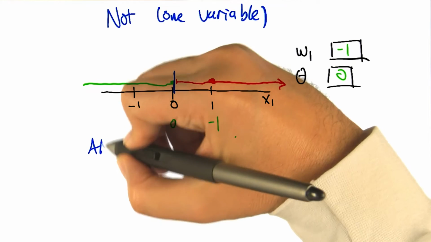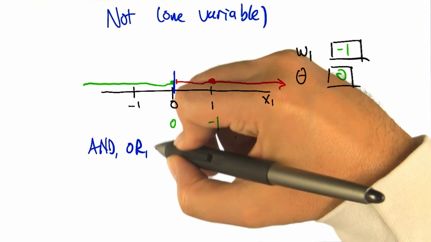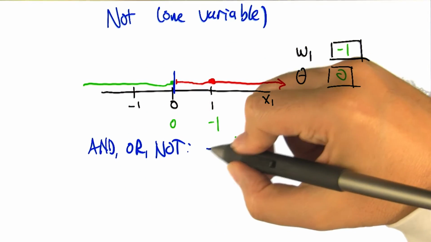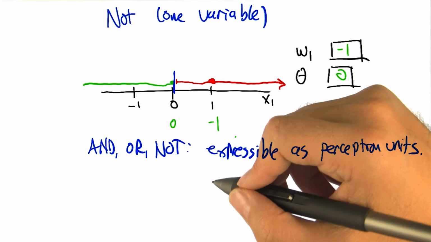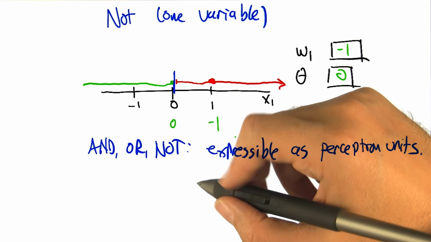So we've got and, or, and not are all expressible as perceptron units. Hey, that's great, because if we have and, or, and not, then we can represent any Boolean function.